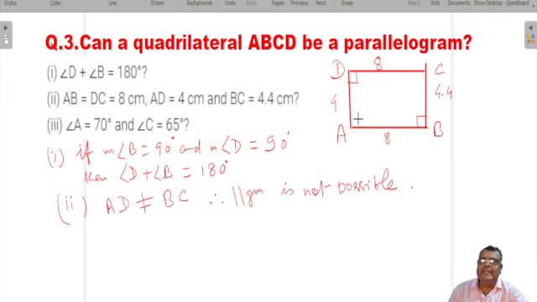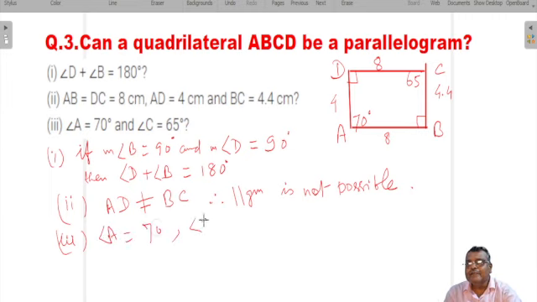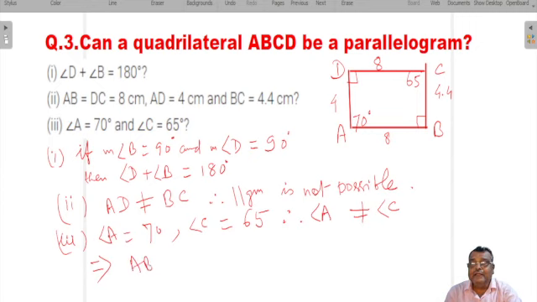Third case, angle A 70 degree or angle C 65 degree. Therefore, angle A is not equal to angle C. This implies parallelogram ABCD is not a parallelogram.